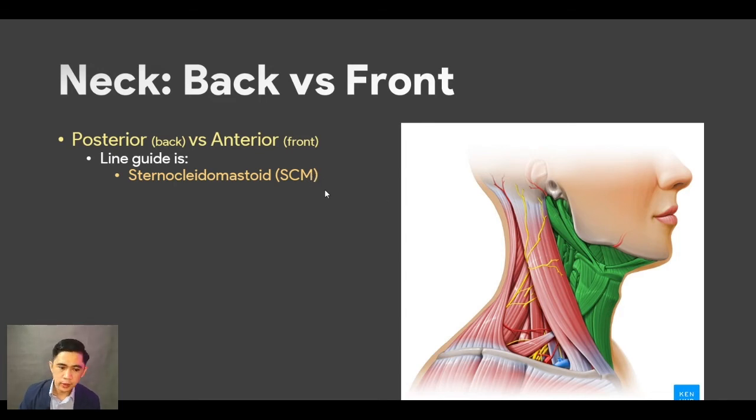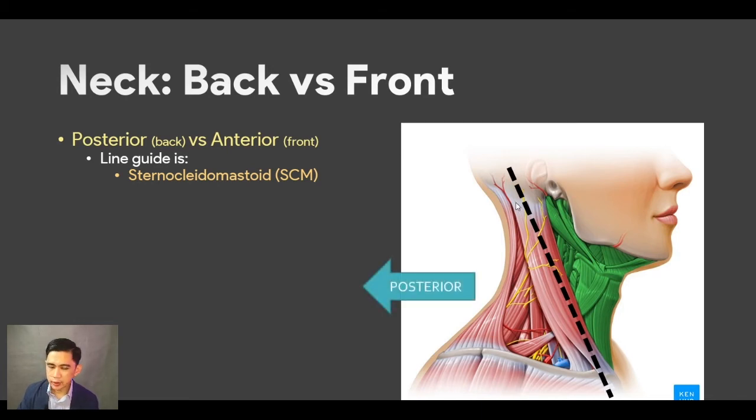So anyway, in order to delineate which is the back of the neck and the front of the neck, we have the SEM. So when we draw a line from the mastoid into the sternum, anything that is at the back of this line is posterior, and anything in front is anterior. Some regard that the sternocleidomastoid is part of the posterior. Yeah, I believe so. This is part of the posterior.